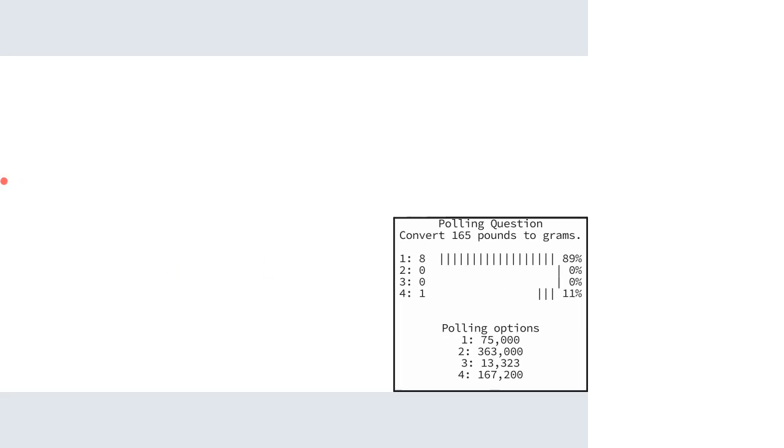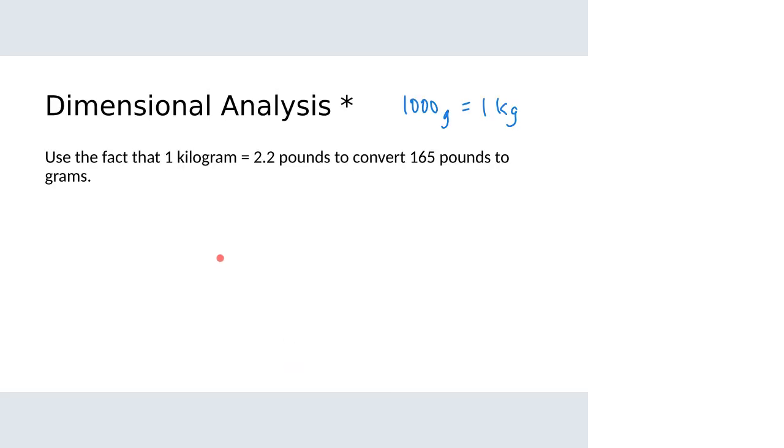Okay, let's see where we are on this. Not unanimous, but strong agreement. That's good news. Although there were some of you that didn't submit an answer on this one.